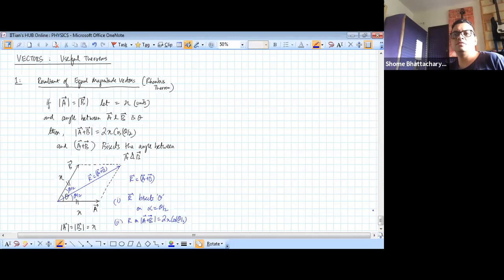X is the magnitude of A, which is equal to the magnitude of B. Let X is equal to mod A, which is equal to mod B. You can take X or A or whatever, any symbol will do. So the important thing is that the direction of the resultant becomes along the angular bisector, and the magnitude of the resultant becomes 2 times the individual magnitude into cos theta by 2.